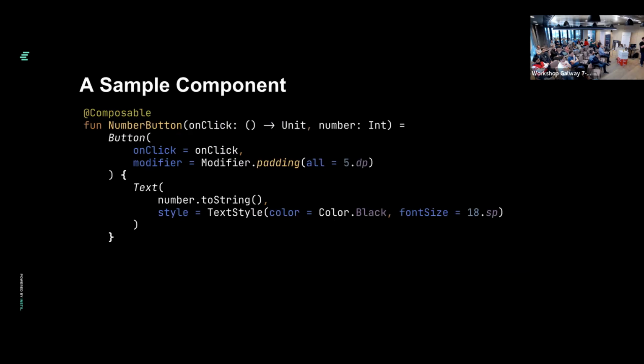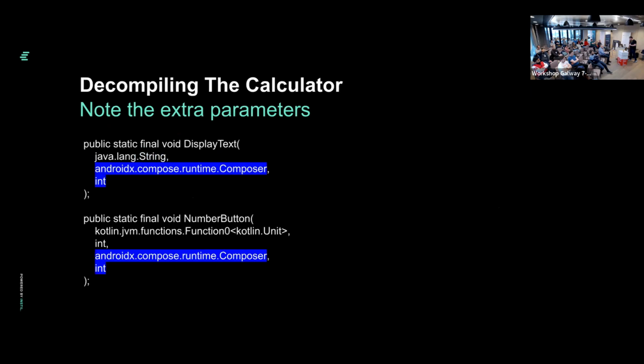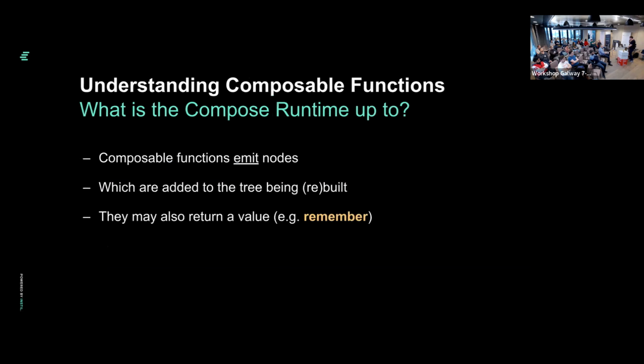And then we've got a composable function here for a number button, which is just a button with some text inside it. So nothing complicated there. Let's decompile it. If you run this through the Kotlin decompiler, you'll see that the compose plugin added 2 extra parameters. Every time you declare a function as being composable in Kotlin, a compiler plugin comes along and adds 2 extra parameters. One of these is a composer object, and the other parameter is an integer.